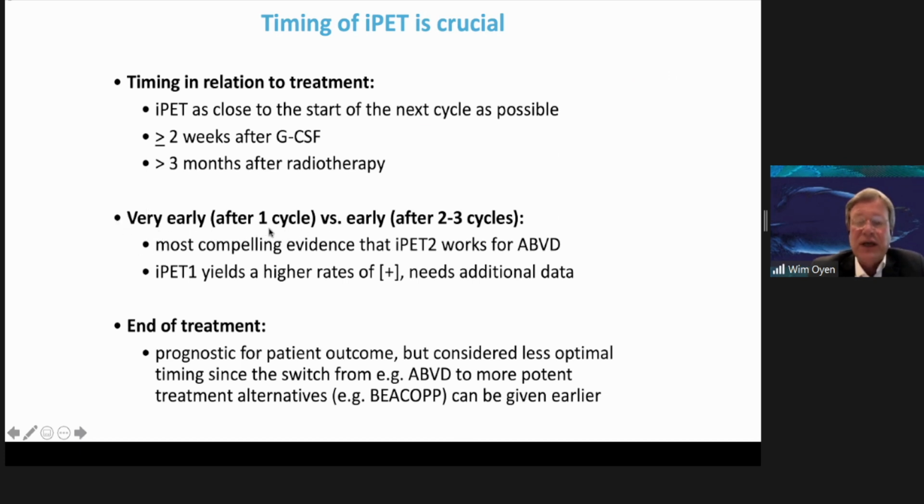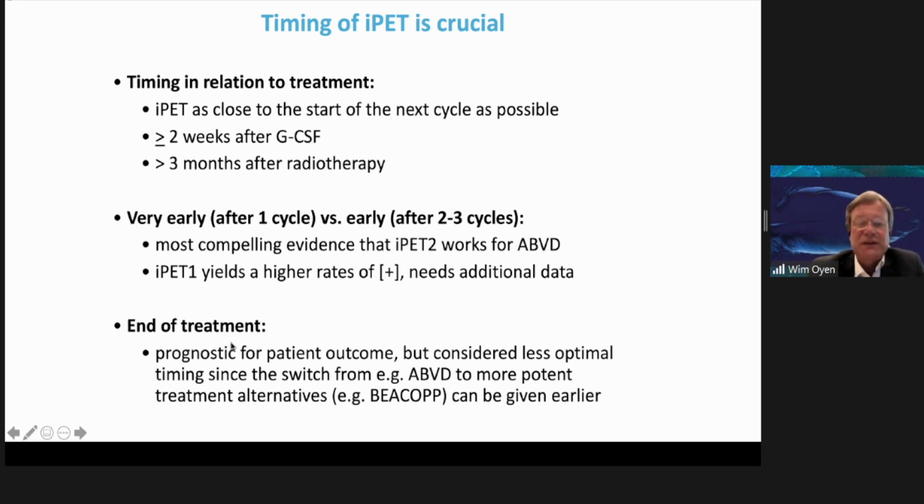You can do it very early after 1 cycle versus early after 2 or 3 cycles. The most compelling evidence that we have is that the interim PET after 2 cycles works for ABVD. It seems that the interim PET after 1 cycle yields a higher rate of positivity, which is logical because the patients only had 1 cycle of chemotherapy. It needs additional data on what the meaning of such remaining activity is, whether we are more sensitive to picking up those patients who will ultimately fail therapy.